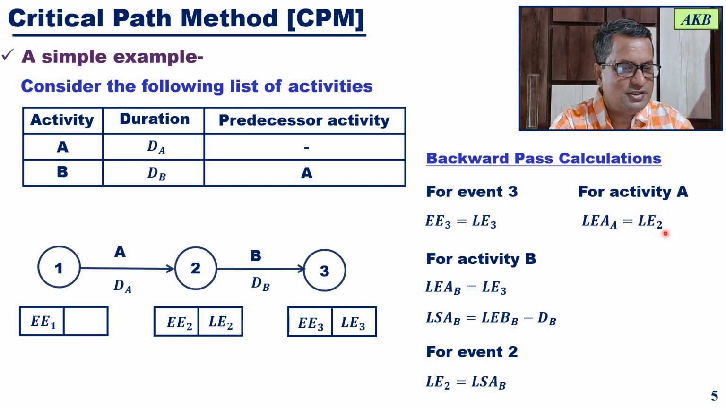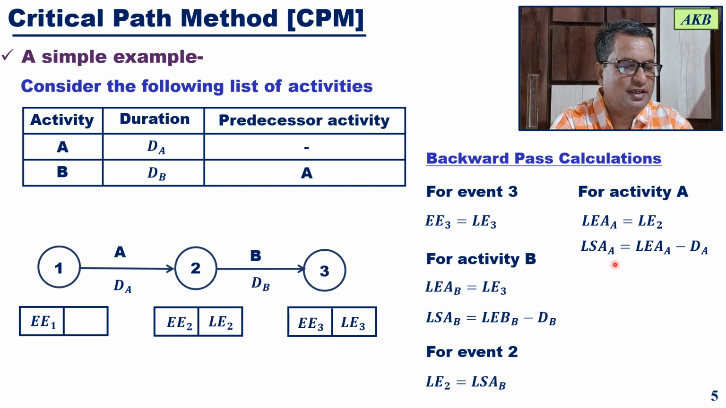That means you are knowing what is the latest end time for activity A when latest event time for its head event is known. Okay. So once LEA, that is latest end time, is known, you can calculate latest start time.